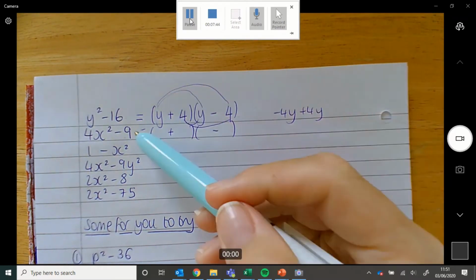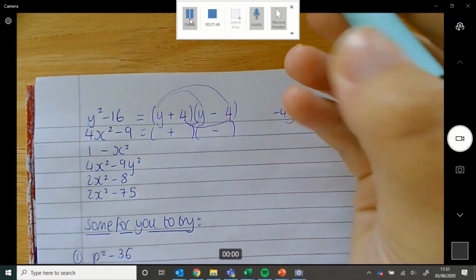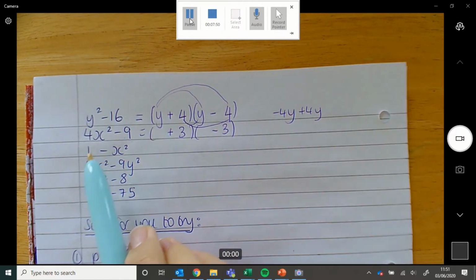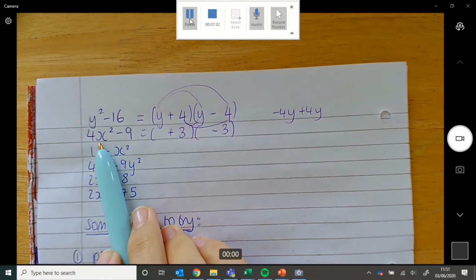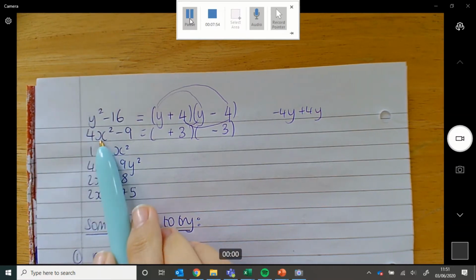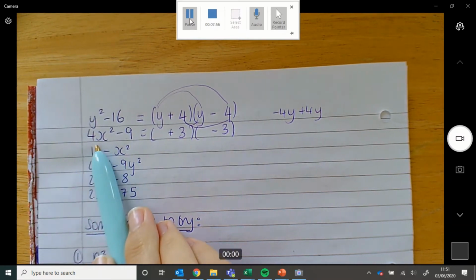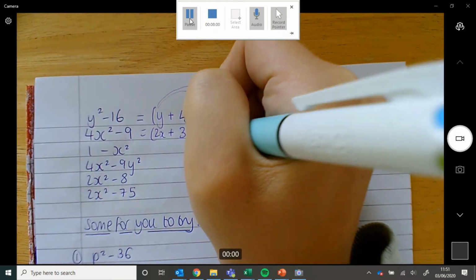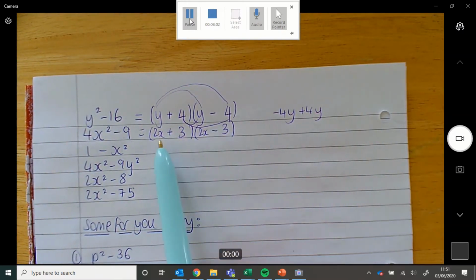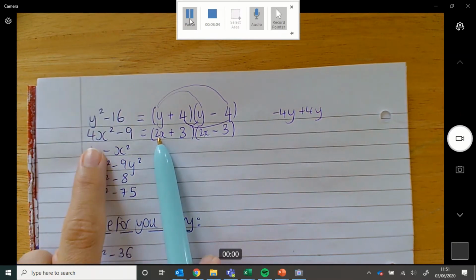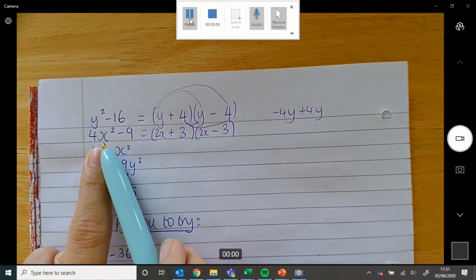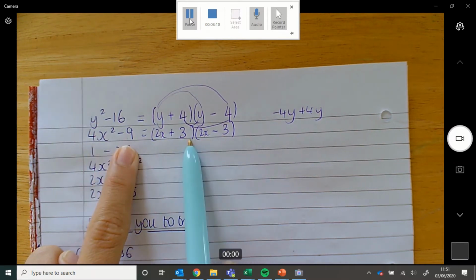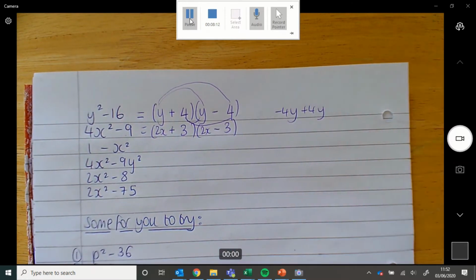Okay, looking at the second term, it's quite easy for me to spot. It's a plus 3 and a minus 3, but the first term is the bit that I need to be careful of. What do I multiply by itself to give me 4x squared? Okay, it's going to be 2x and 2x. Really important here, they have to stay in the correct corresponding position, so whatever is in position 1 here, so 4x squared, needs to be position 1 in the brackets. Same thing for the 9, the 3's has to be in the second position.